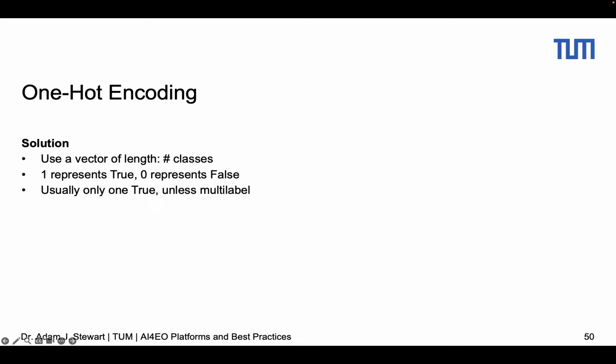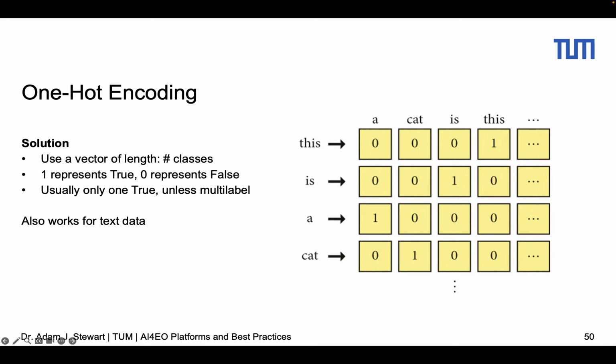What is the correct way to do this? We use something called a one-hot encoding. You actually already saw this on the last homework assignment, where we looked at the forest cover type, and there were different categories of soil type, and each one was represented by a one-hot encoding. So a one-hot encoding is a vector with the length of the number of classes. 1 means true, 0 means false, and most of the time, unless you're dealing with multi-label input, only one of those values is allowed to be true at a time.